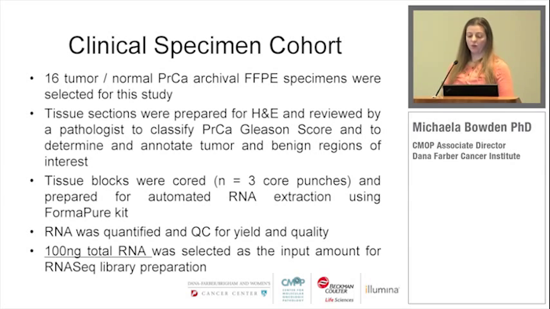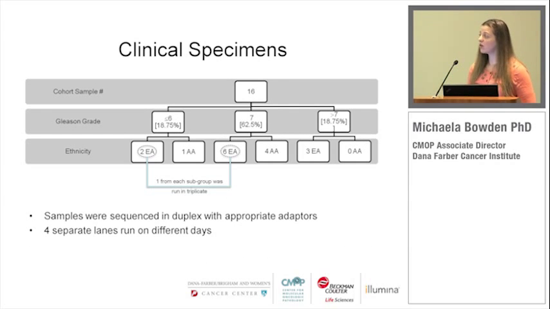The way our cohort is split up, the pathologist reviews it for Gleason grade, so we had them separated into 3 bulk categories. A Gleason score of 3+3 is considered low grade. Somewhere in the middle, 3+4 and 4+3, is considered intermediate. And anything 4+4 and above is considered advanced. Based on ethnicity, within each group we had both African American and European American patients represented. In all these cases, we sequenced all the samples in duplex with the appropriate adapters, run over 4 separate lanes on different days.